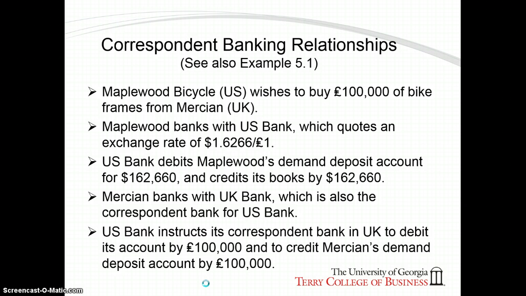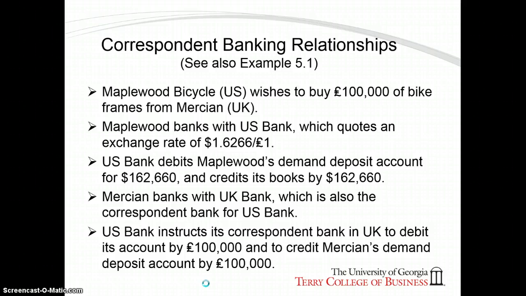Consider Maplewood Bicycle, which is a U.S. manufacturer of bikes, and its commercial bank, which is called US Bank. Maplewood wishes to import 100,000 pounds worth of bike frames from the UK company Mercian. Mercian's bank is called UK Bank. Further assume that US Bank and UK Bank have a correspondent banking relationship. Now suppose that US Bank offers Maplewood an exchange rate of $1.6266 per pound, which Maplewood accepts.